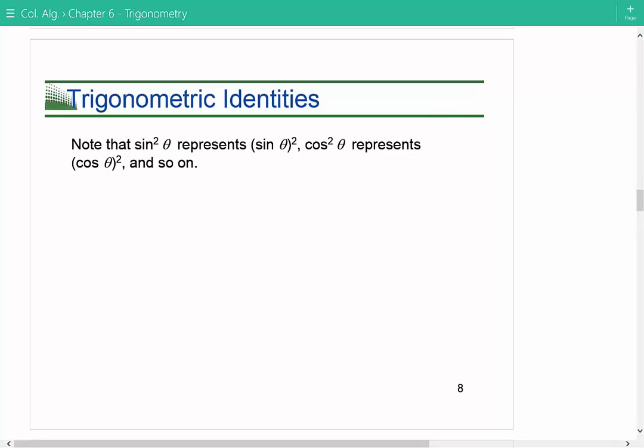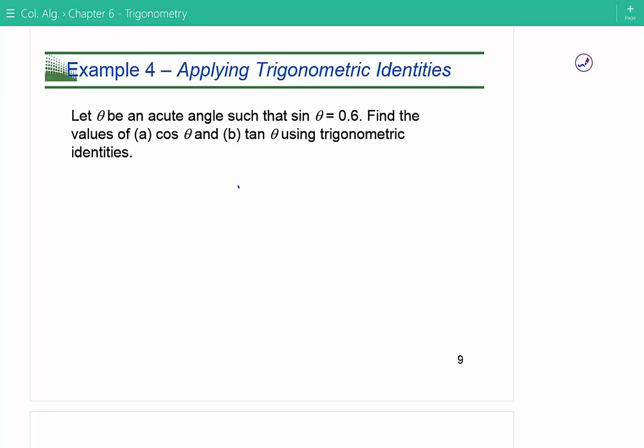Another thing to keep in mind is that we're going to write sine squared like this, but it really just means sine of theta and that quantity squared. Okay, same thing with cosine. Okay, here's an example problem then where we're given theta, an acute angle.